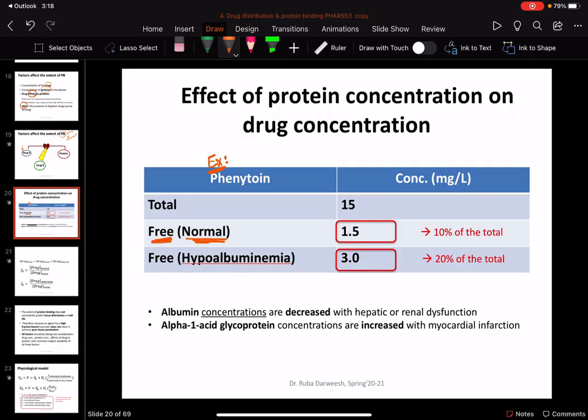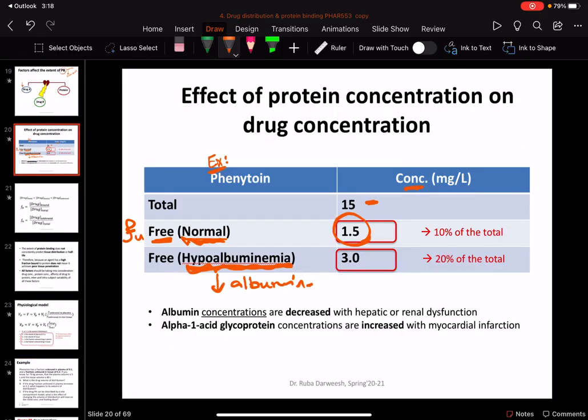So in the normal case, we have the free, let's say it's not a fraction, it's a concentration. The total that we have is 15. In the normal case, we have 1.5 milligram per liter of phenytoin as free. Okay, in hypoalbuminemia, which is a case in which the albumin concentration is decreased, by default the concentration of the free drug would be more. So rather than 10% of the total, we have higher free drug, reaching 20% of the total. And this could happen in hepatic or renal function or other disorders.